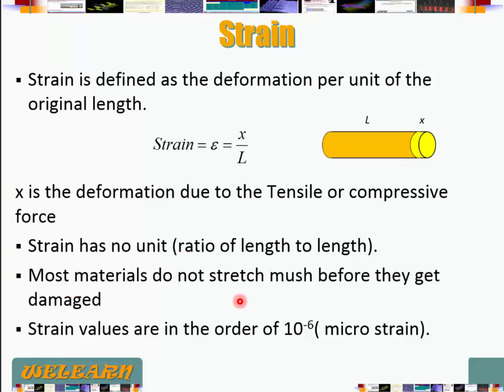Most materials do not stretch much, really, before they get damaged, before they break, essentially. So strain values are in the order of 10 to the minus 6. Even though strain does not have a unit, we usually say microstrain to specify that we are talking about strain.